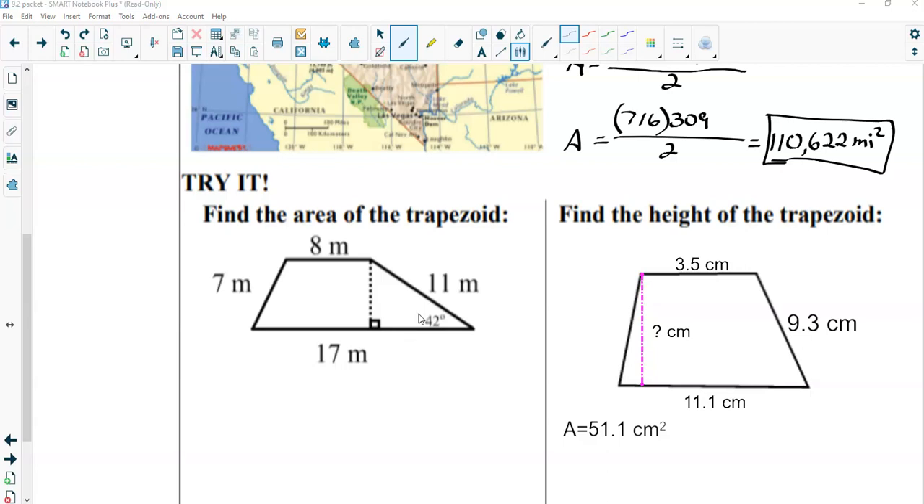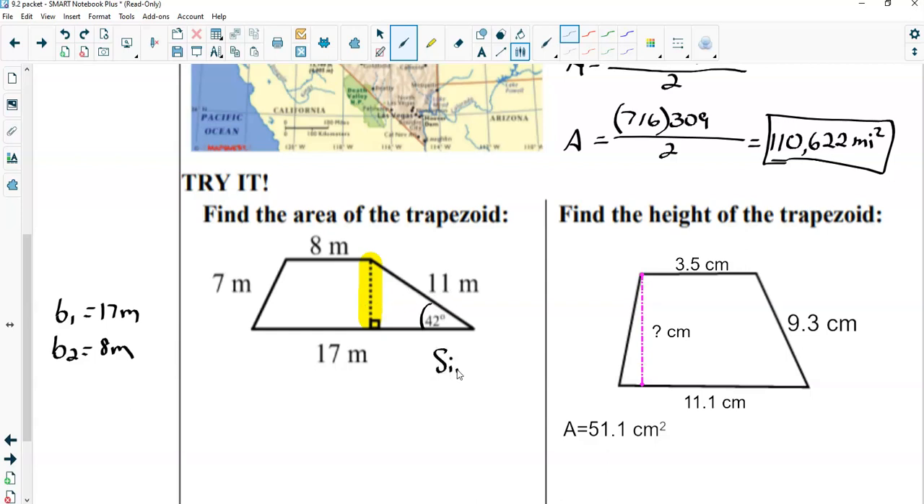Okay, let's take this one for example. We have the base 1 and we have base 2. So we take that information. Base 1 equals 17 meters. Base 2 equals 8 meters. Then we have the height. We are missing that height right there. But they're giving us this angle, which is 42 degrees. That happens to be the opposite. And this happens to be the hypotenuse. So that's the sine ratio.